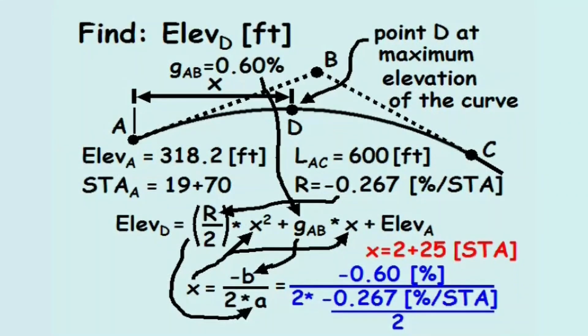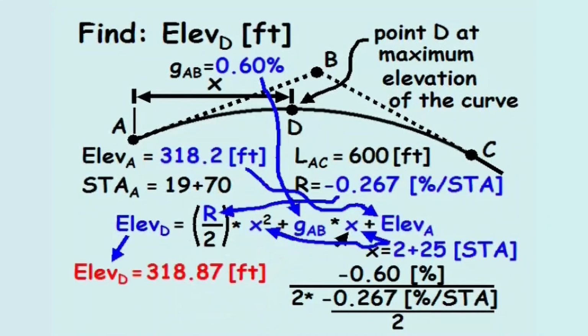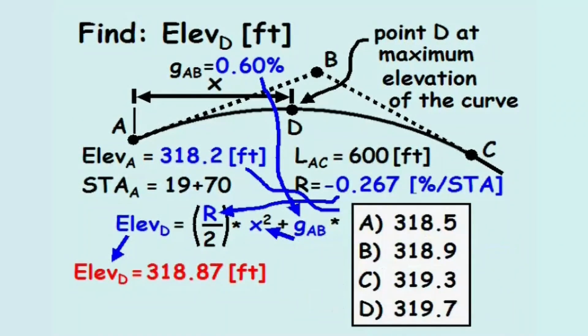Plugging this value into our equation for the elevation at point D, as well as our values for variables r, g(AB), and the elevation at point A, the elevation at point D computes to 318.87 feet. When reviewing the possible solutions, the answer is B.